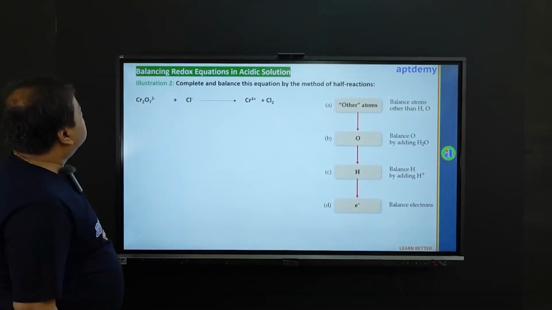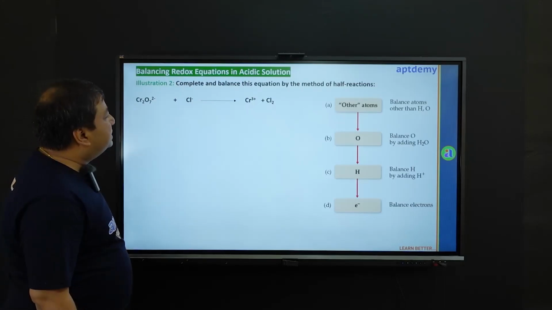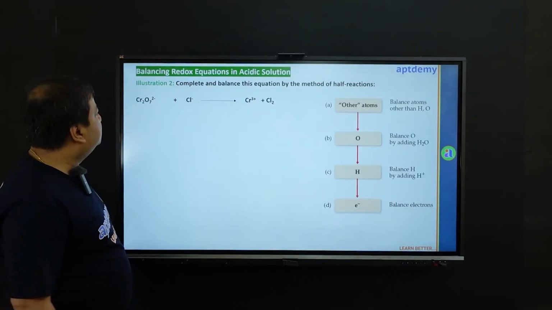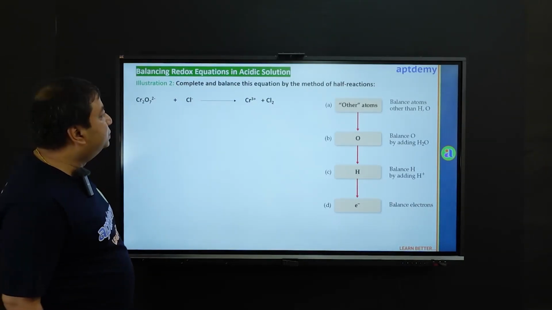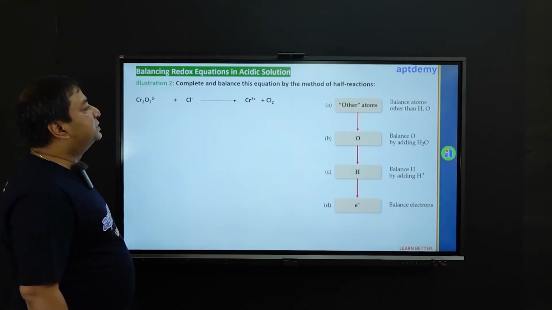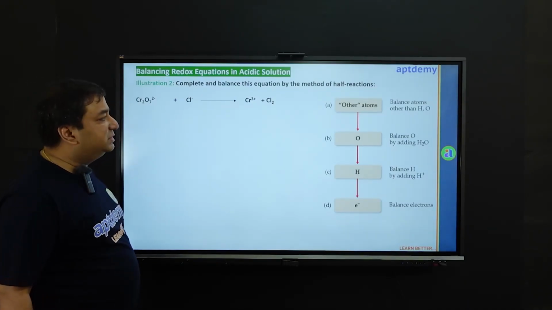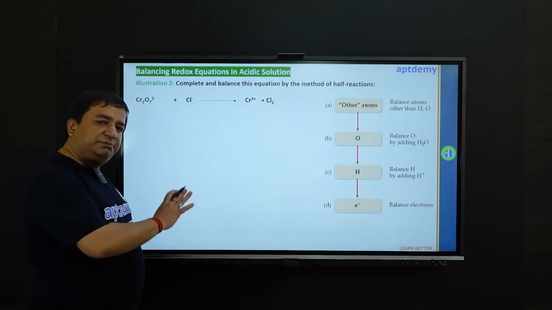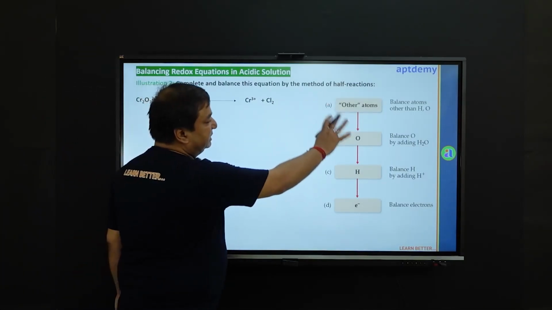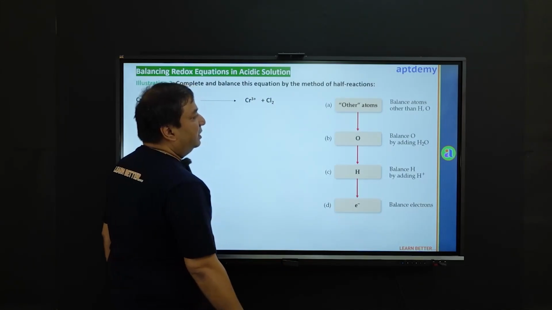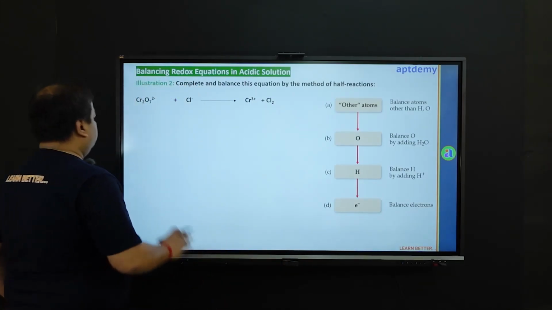Okay, here now, balancing redox equation in acidic solution, we have been given illustration 2. Complete and balance this equation by the method of half reaction. So whatever we discussed in the previous slide is now given in this picture in a flow chart.